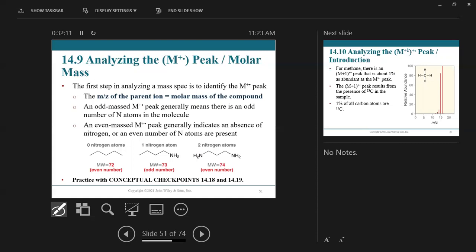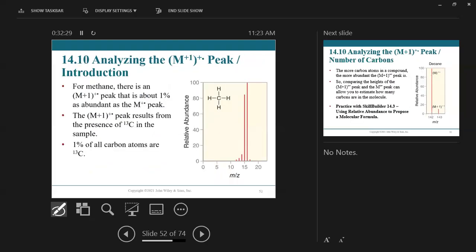So here we have an odd number right here. We have two even numbers, and we have 0 or none. And here we have 1 and 2. It says for methane, there is an M+1 peak. And I talked about that. It comes from the carbon-13. So it's 1.1%, not 1%.